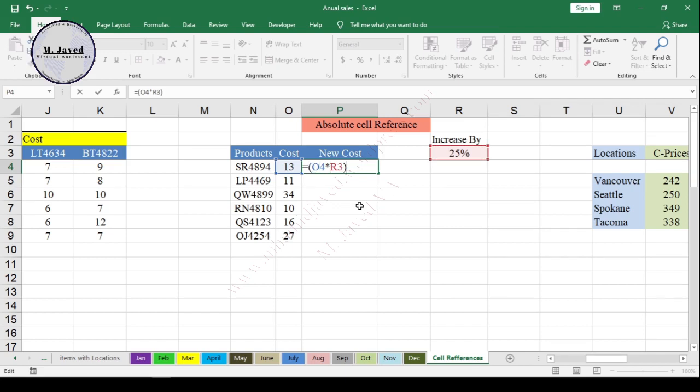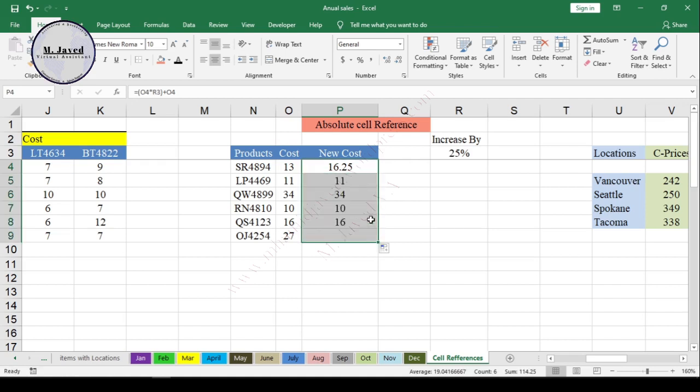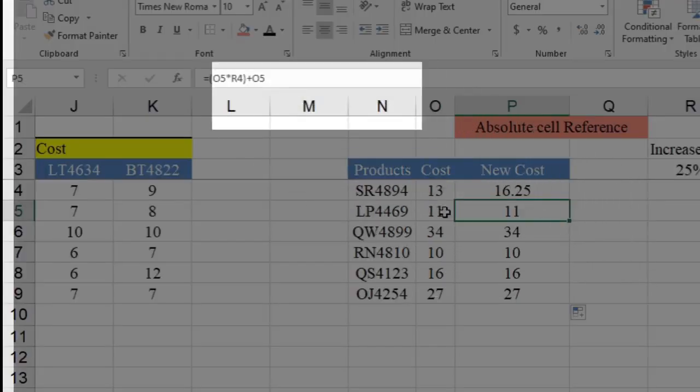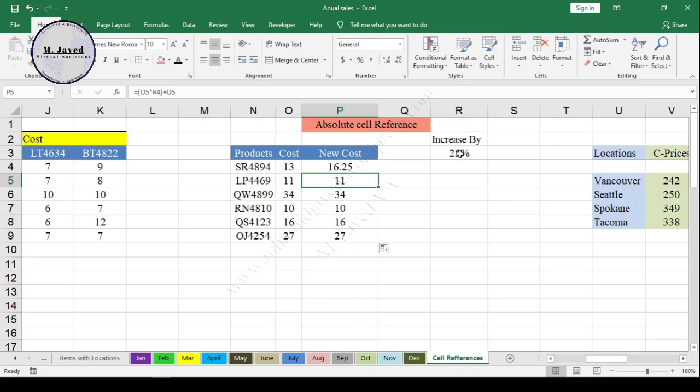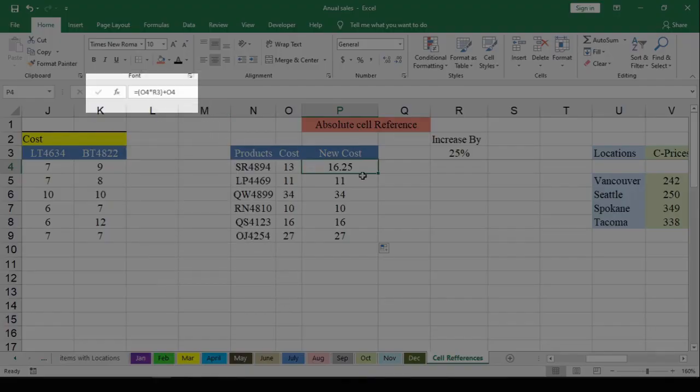And after completing your formula, just hit enter. And now, just simply drag it down to see whether it's working properly or not. Here you can see that it's not working as it should. It's just because the cell reference is relative and is picking the next downward adjacent cell while dragging. In the formula bar, you can see that it's showing the R4 cell address, whereas it should show R3.